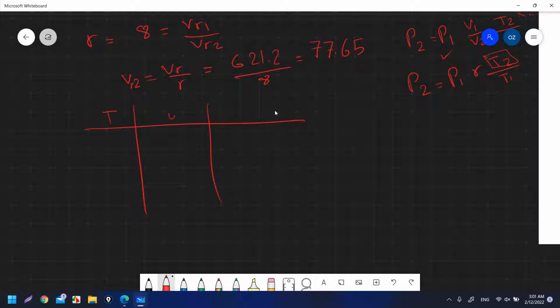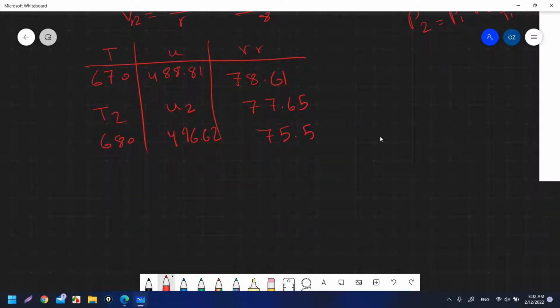So I have T, U, VR. VR is 78.61. My VR2 is 77.65, and the smallest value is 75.5. For U it is 488.81. I want to find U2 corresponding to my VR2 77.65, and for U also 496.62. T is 670, and I want to find T2 corresponding to my VR2, 680. Okay, so let's find T2.